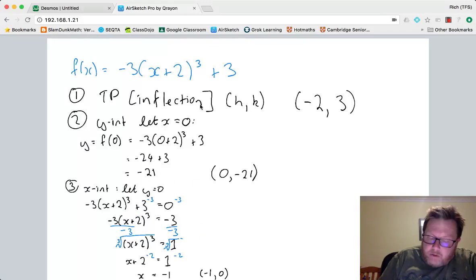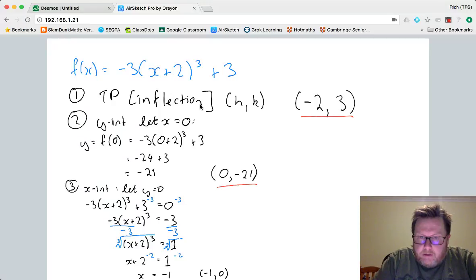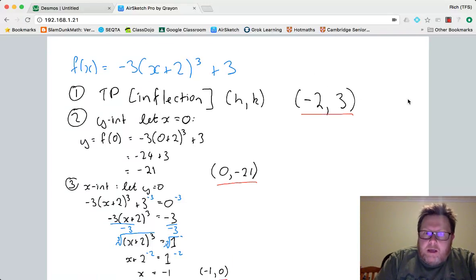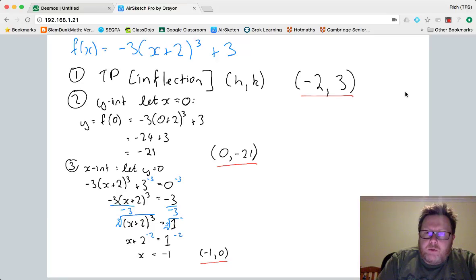I'll just zoom out now so you can see those 3 critical points. I'll just put them in red there so you can see them. We've got, in decreasing size but not decreasing importance, negative 2, comma 3 for the turning point. That's the point of inflection. We have 0, negative 21 for the y-intercept, and negative 1, 0.